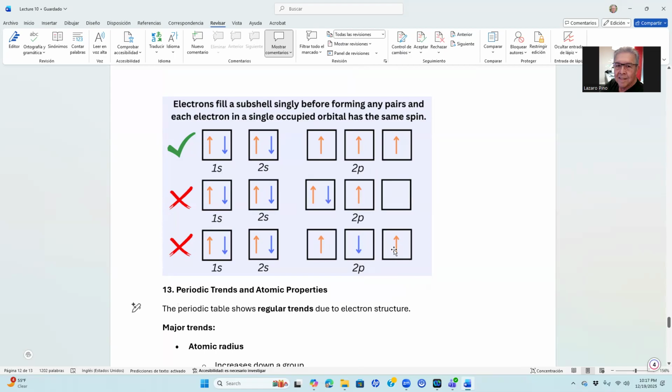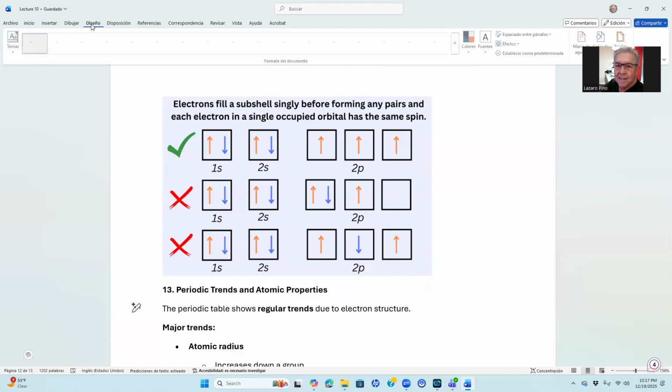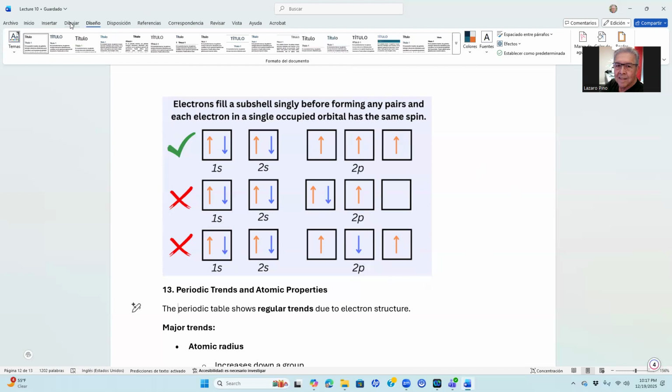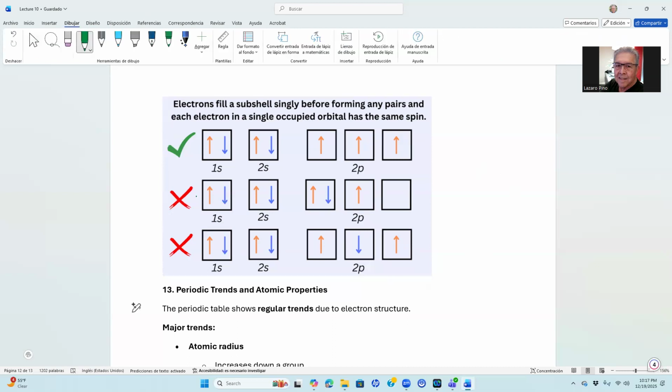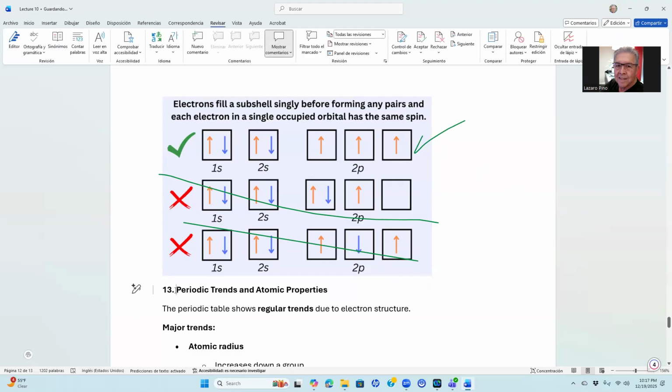Then when you have one electron in each orbital, if you have more electrons, you can begin pairing. That's why I told you in this exercise that this is incorrect, this is incorrect. This is the correct answer. Okay? Now we go to the periodic trends and the atomic properties.